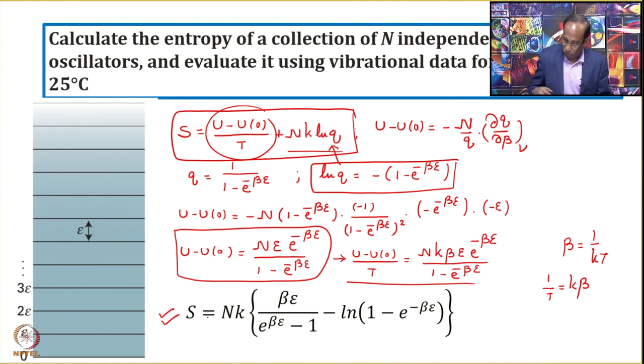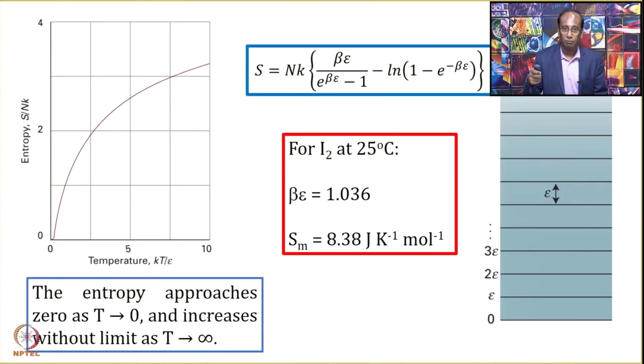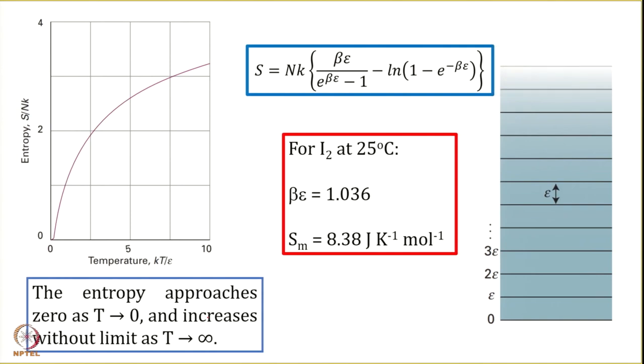The question is for iodine vapors, so we need the data for iodine. We have derived this expression, S is equal to nk beta e over exponential beta e minus 1 minus log 1 minus exponential minus beta e. And the system under consideration is a uniform ladder of energy levels. The separation between successive energy levels is E. The data given now for iodine is beta e is 1.036, and once you substitute this number over here, the molar entropy comes out to be 8.38 joules per Kelvin per mole. This is at 25 degree centigrade.